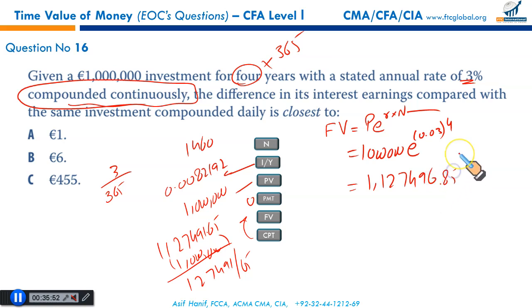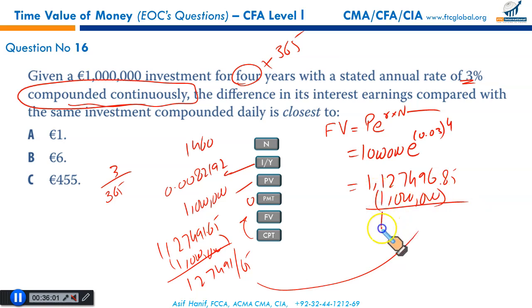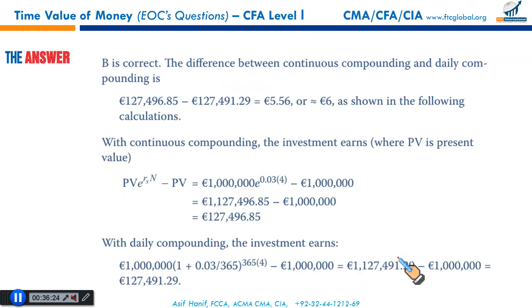1,127,496.85. Now what is the interest amount in this? Because we just have to calculate the difference in interest. Deduct 1 million from this initial investment. The interest is 127,496.85. So the difference between these two is a very small amount, 5.197, which is approximately B. So this is the difference between daily compounding and continuous compounding, a very small one, $5 only on an amount of $1 million. So that makes B the correct option.